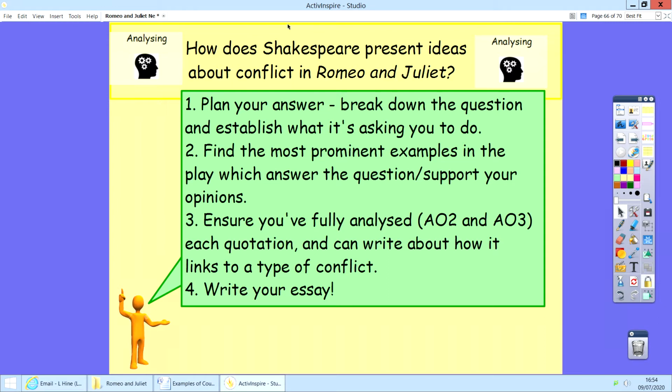Okay, so you can find the different types of conflict. You can find which are most prevalent and which are the most significant, and then decide that you might want to write about those. And then you've got to think about what Shakespeare thinks about those things. What is he commenting on? Is he saying they're bad? Is he saying there's no place for them in society? Is he saying they only lead to bad things? Is he saying they're brilliant? What is he saying?